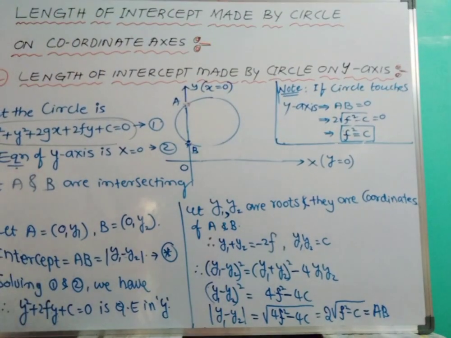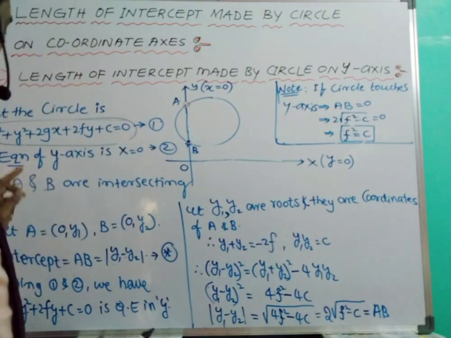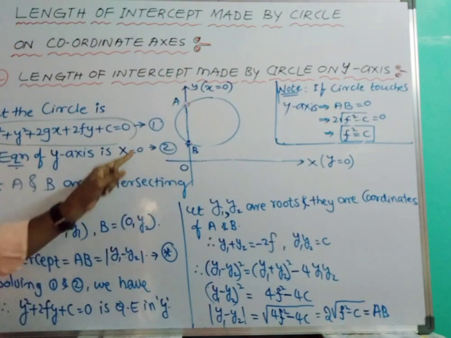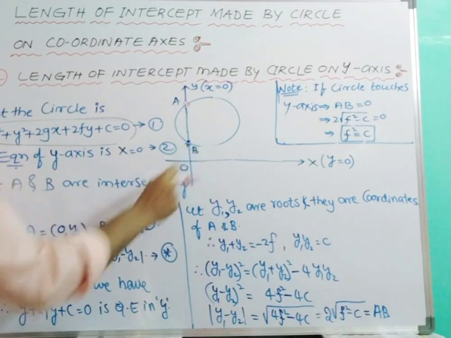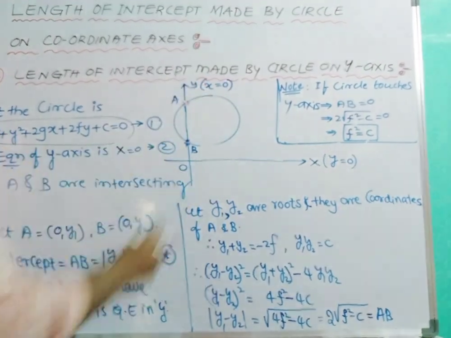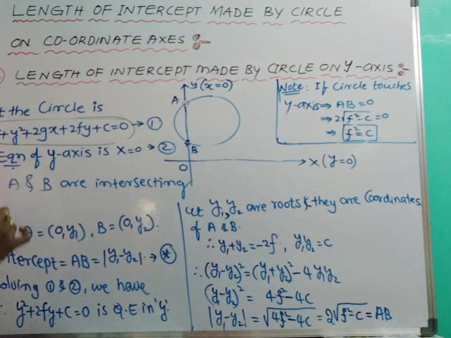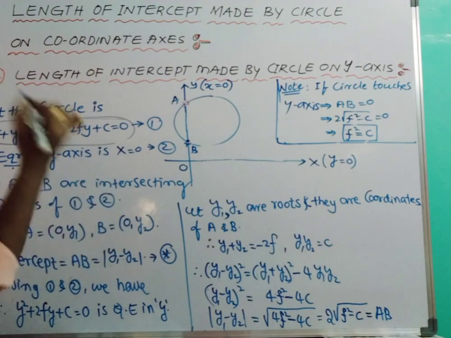Let us assume that our circle is x square plus y square plus 2gx plus 2fy plus c equals 0, and the equation of y-axis is x equals 0. Now capital A and capital B are what? They are points of intersection of the circle and y-axis. Let capital A and B be intersecting points. These are intersecting points of equations 1 and 2, right?